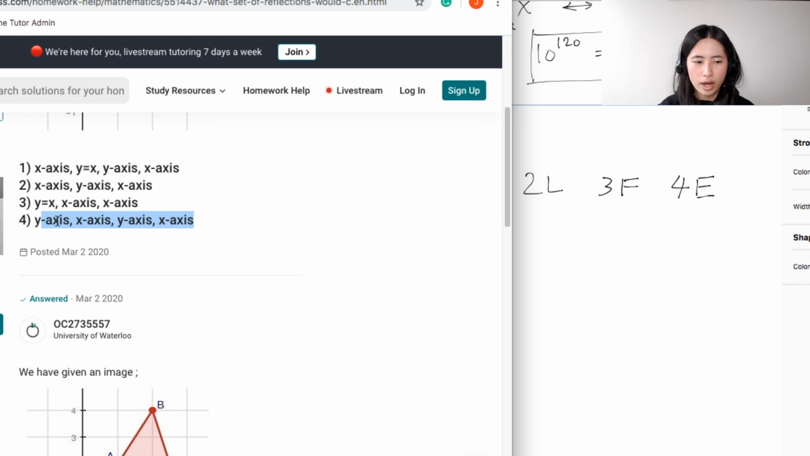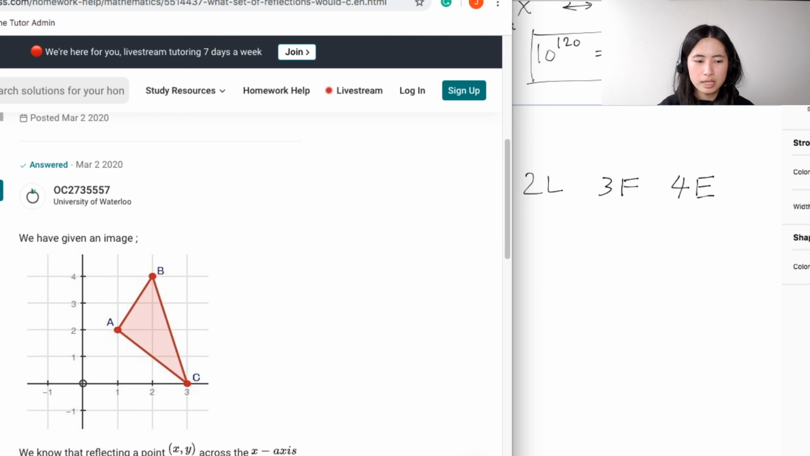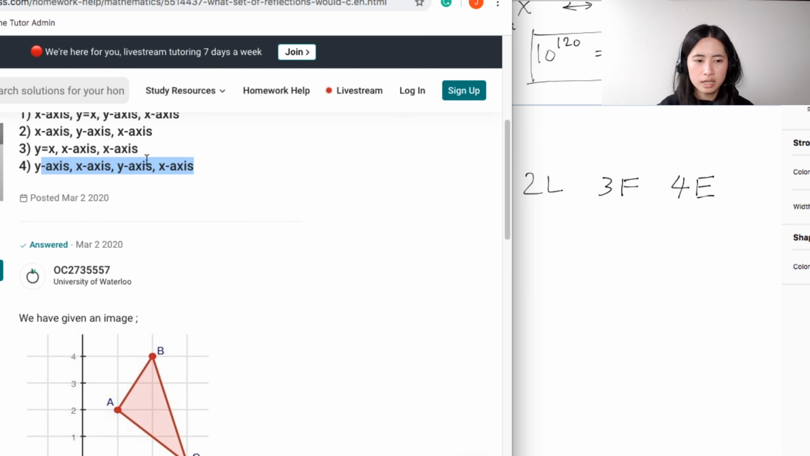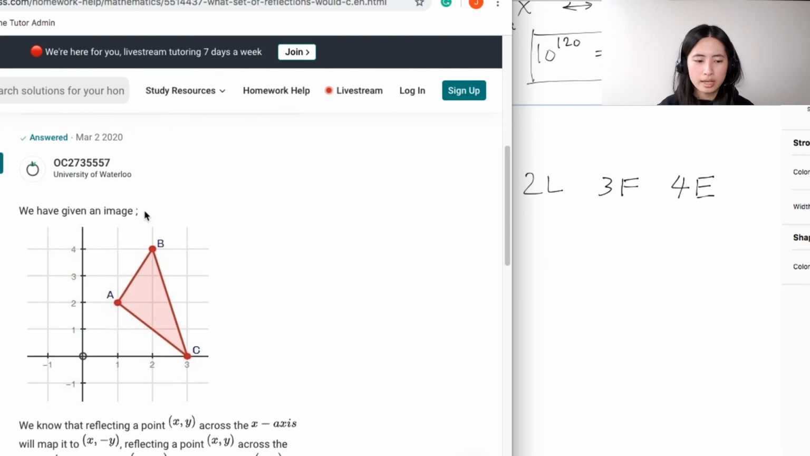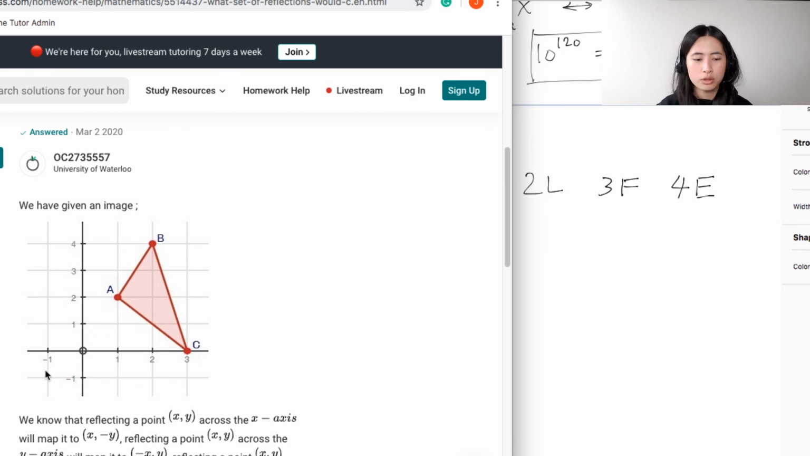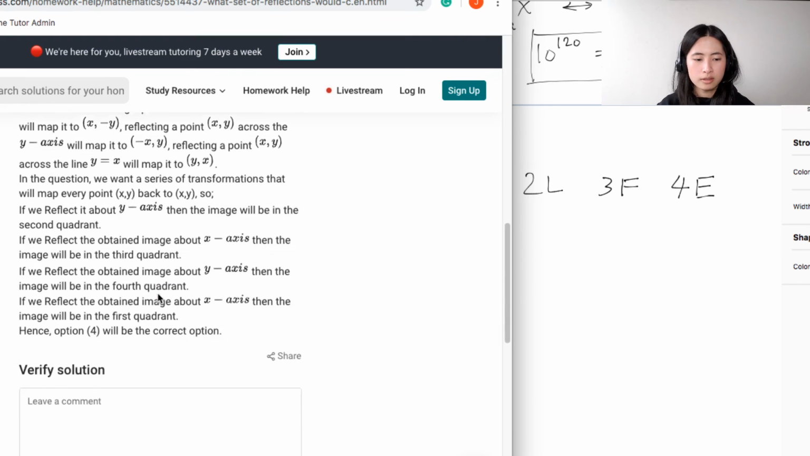So this is going to be the y-axis to be placed in quadrant 2, the x-axis to be placed in quadrant 3, and then you have another y-axis because you want to move from quadrant 3 to quadrant 4, and then you have another reflection on your x-axis to move from quadrant 4 to quadrant 1.